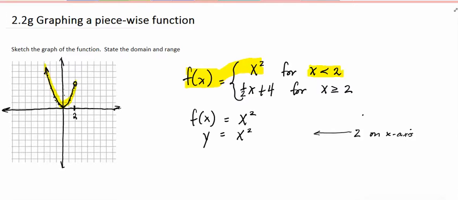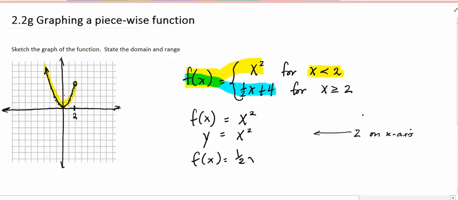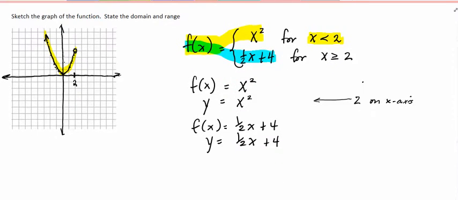Now let's take a look at this portion here. Now I'm going to take a look at the bottom pathway, and that's going to be 1/2 x plus 4. And that's the same as y is equal to 1/2 x plus 4. And I'm going to graph that line. So here we go. I've got a y-intercept of 4, and I've got up 1 over 2, up 1 over 2, up 1 over 2. Now I'm just going to do a dashed or dotted line, and I recommend you use pencil when you do these.